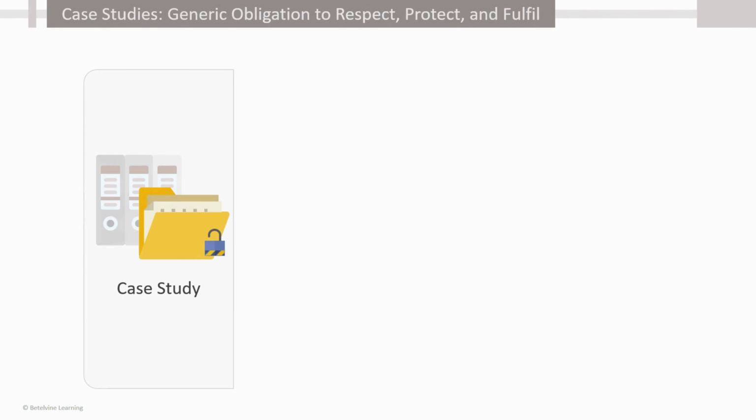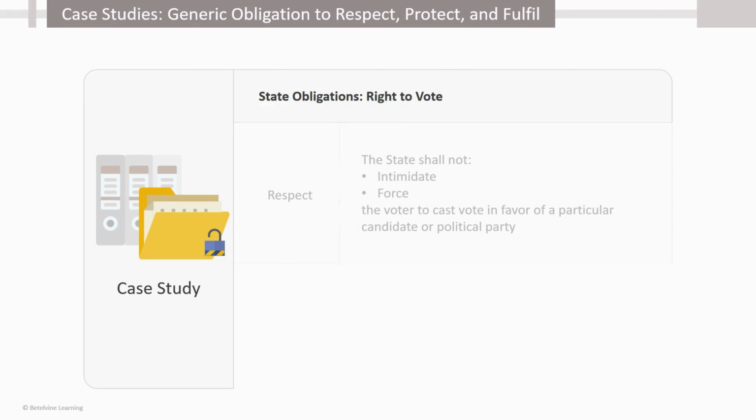Let's take components of some rights and try to identify the corresponding state obligations to respect, protect, and fulfill. Right to vote, or specifically, the right to cast vote on the election day.